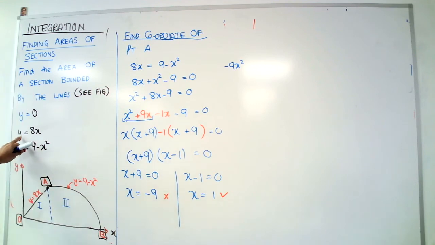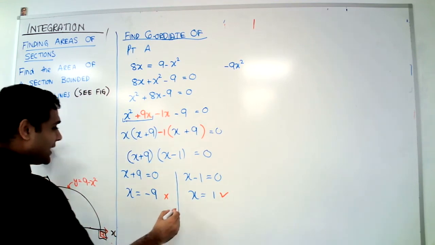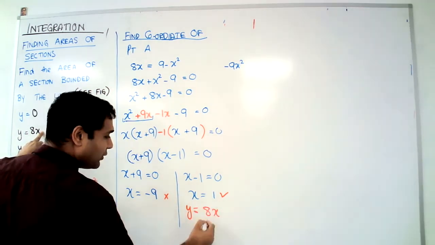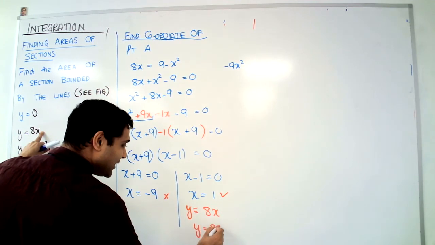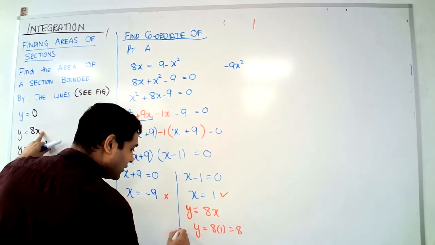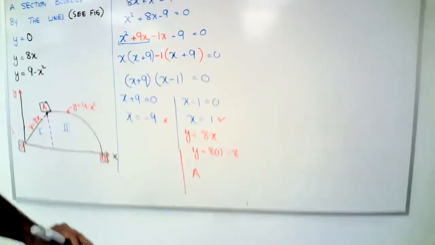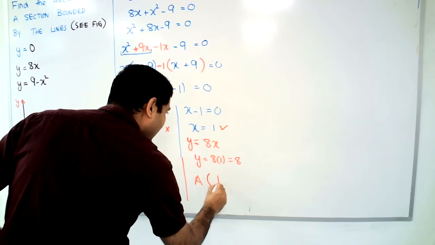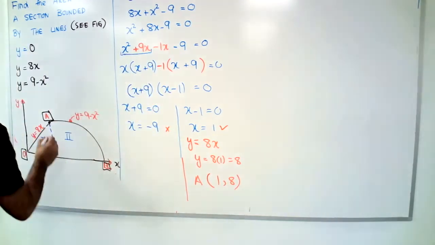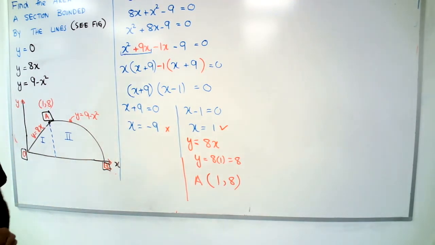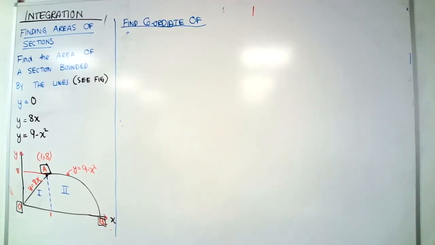I got the x, I need to find the y. So the top one is a nice, easy equation, so I put y equals 8x, I put the value. So y equals 8 times 1 is 8. So the coordinate of point A is 1, 8. So I find the coordinate of this one, which is 1, 8. So I got the coordinates.